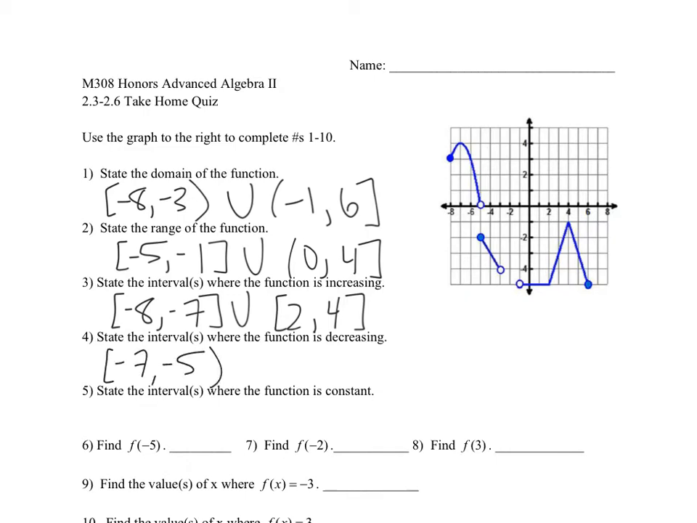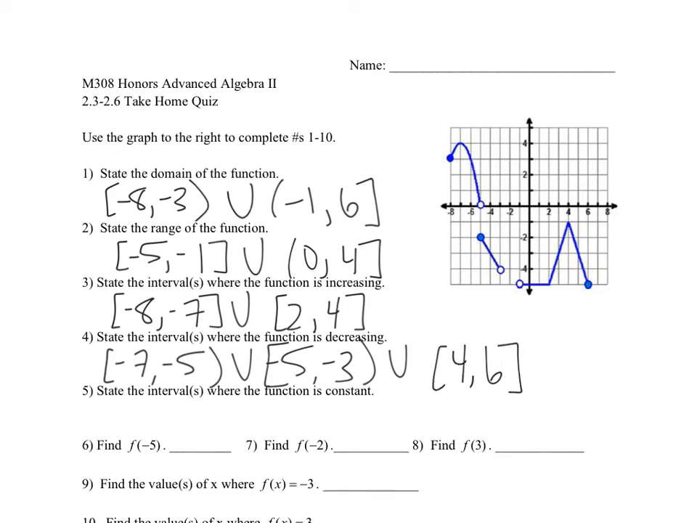-5 is an open circle, so I'm putting a parenthesis there. My next decreasing section is from -5 to -3. -5 with a bracket, -3 with a parenthesis, and I actually have another section of decreasing, which is right here. Those x values are 4 to 6.